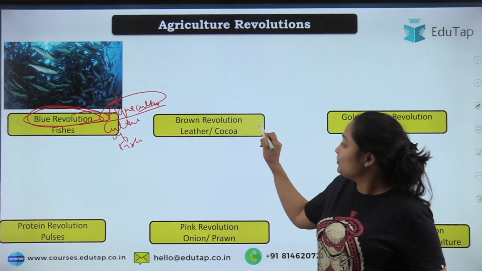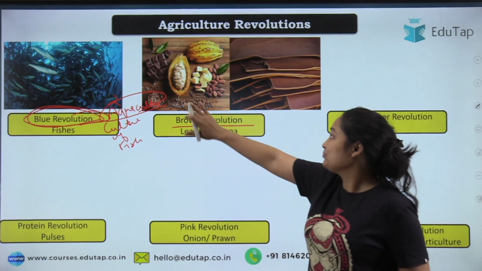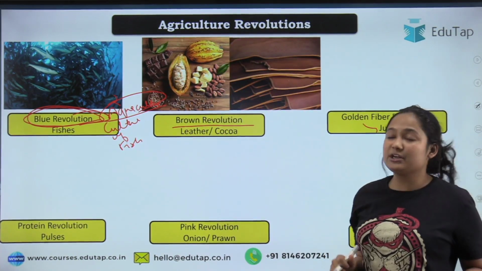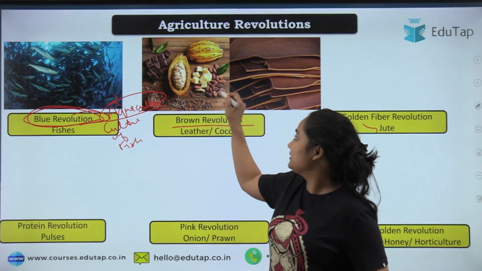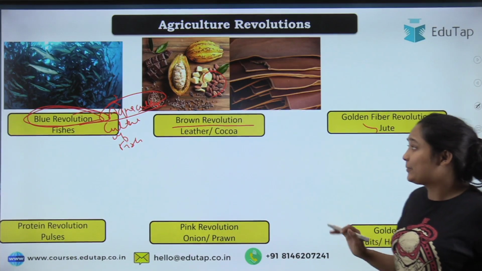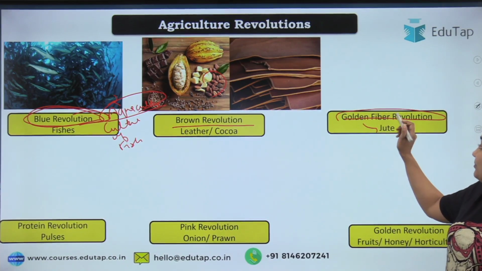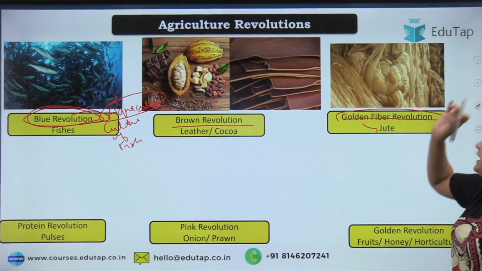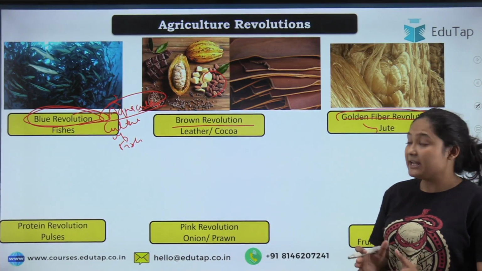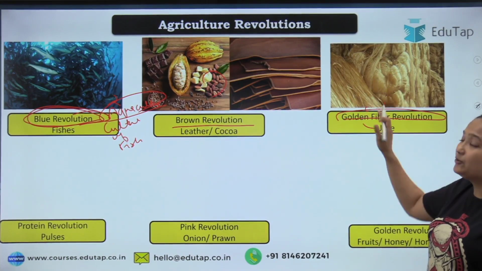Okay, now moving to brown revolution. Brown revolution again deals with two commodities, that are leather as well as cocoa. Cocoa is used for your chocolate, cocoa butter, etc. products. So that is your brown revolution. Then golden fiber revolution, not golden revolution, but golden fiber revolution, that deals with your jute. It's a very important crop. It's used to make bags and all, and used for packing.